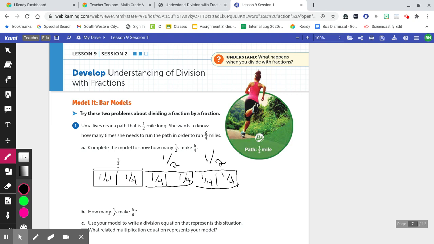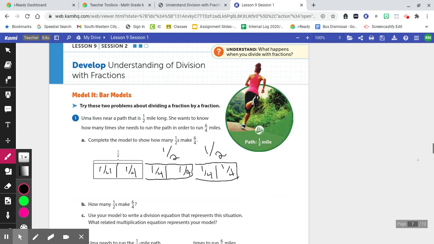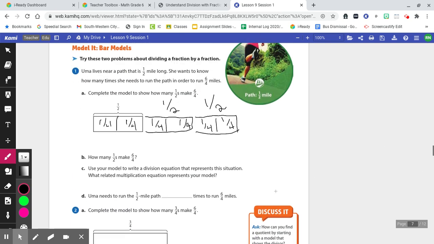And how many halves do I have? So how many halves make 6/4? You should see that the answer is 1, 2, 3. For some reason my marker's not working, and it should be 3. So the answer to B is 3. Let's go ahead and move on. Okay, now it's really freezing. Okay, now it's going to work. So I should have 3 right here.